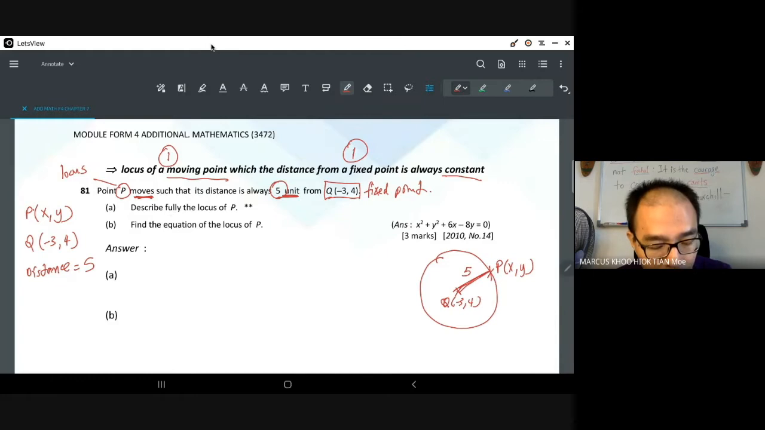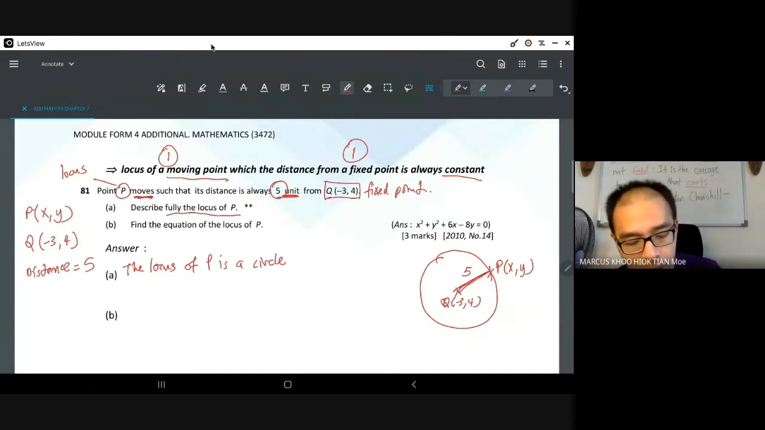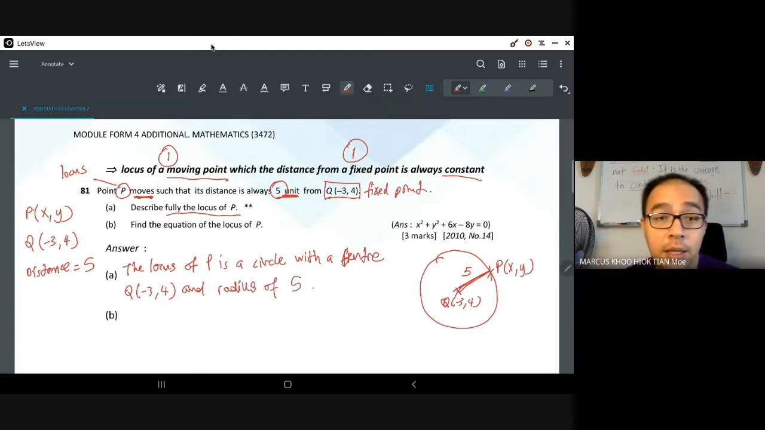So describe fully the locus of P. The locus of P is a circle. The path is a circle with a center. And what is the center point? Center is Q (-3, 4), and radius of 5. That is how you describe a locus.